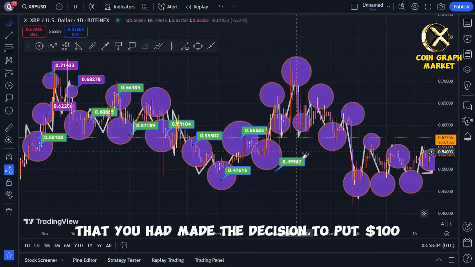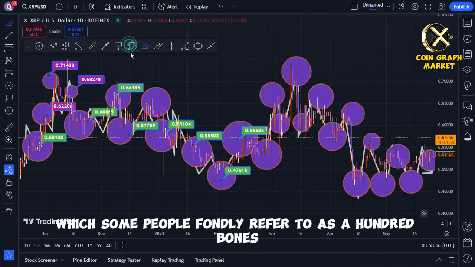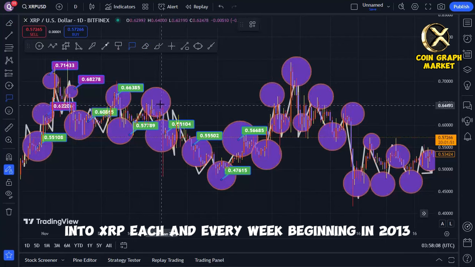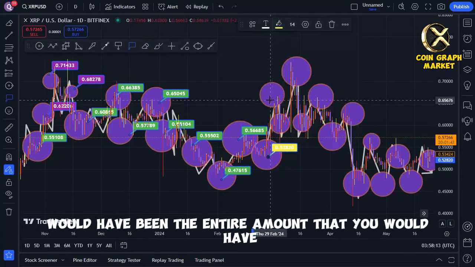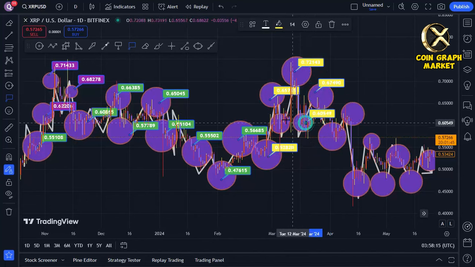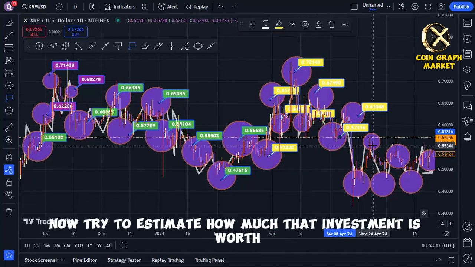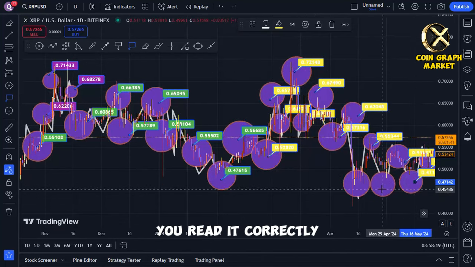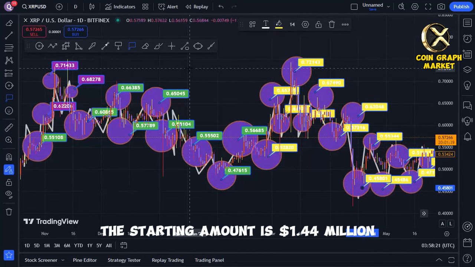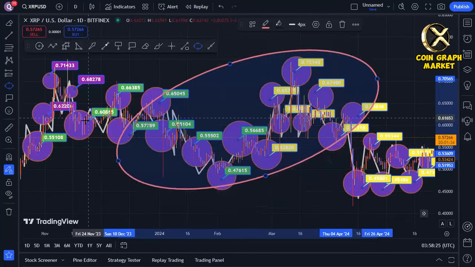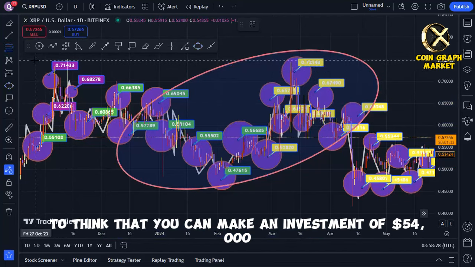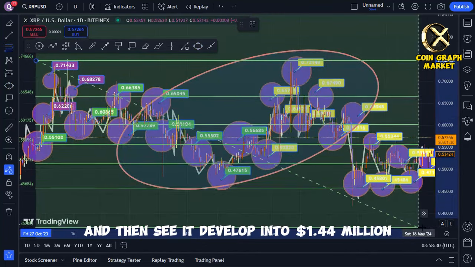Imagine for a moment that you had made the decision to put $100, which some people fondly refer to as 100 bones, into XRP each and every week beginning in 2013. Approximately $54,000 would have been the entire amount that you would have invested. Now, try to estimate how much that investment is worth right now. Yes, you read it correctly, the amount is $1.44 million. Isn't it stunning to look at? You should be commended for your talent with numbers. It's incredible to think that you could make an investment of $54,000 and then see it develop into $1.44 million.